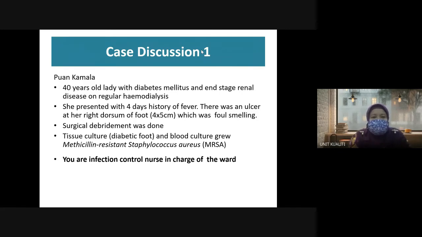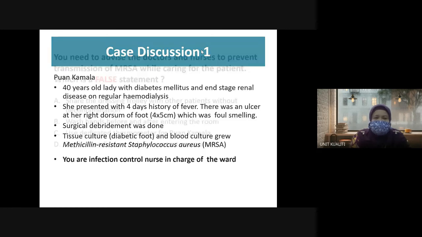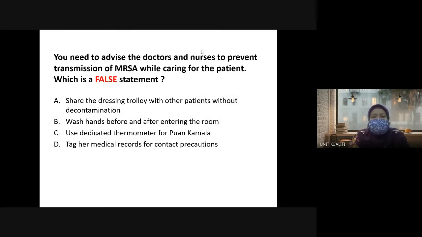Puan Kamala, 40 years old lady with diabetes mellitus and end-stage renal disease on regular hemodialysis. She presented with 4 days history of fever. There was an ulcer at her right dorsum of foot which was foul-smelling. Surgical debridement was done. Tissue culture and blood culture grew MRSA. You are the infection control nurse in charge of the ward. You need to advise the doctors and nurses to prevent transmission of MRSA while caring for the patient.